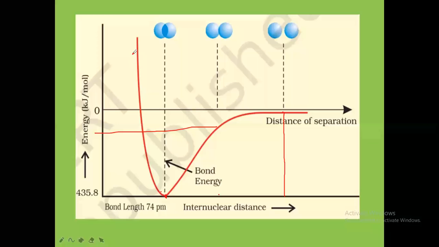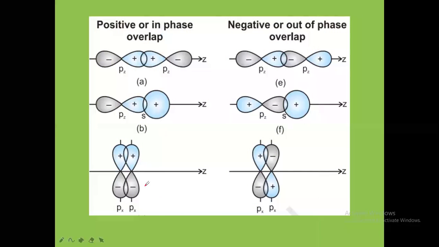So this is the distance between the two nuclei at which the two atoms are held together by a chemical bond. This distance is called what? Bond length. Okay. Next, the orbital overlap concept is an important concept in chemical bonding.